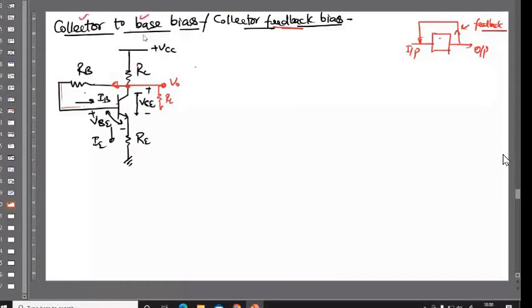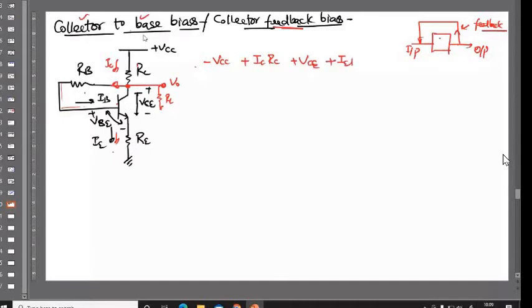Now we will apply some KVL equations. If I consider this current IC, and this is IE, as already mentioned, then minus VCC plus ICRC plus VCE plus IERE equals 0. This is equation number 1.